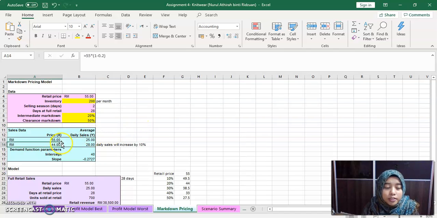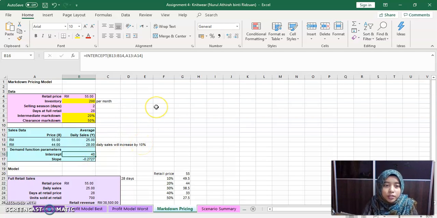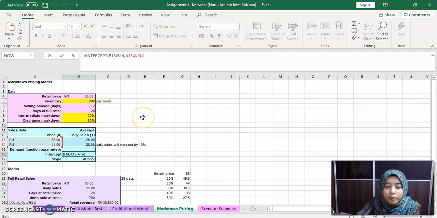Next is 44 ringgit. This comes from the 55 ringgit multiplied by 1 minus 20%. For this 20%, I calculate from the 25 units multiplied by 10%, because I assume that daily sales will increase by 10%, so it becomes 28 units. The intercept is 40. This means regardless of anything that happens to the price, my daily sales would be 40. The 40 comes from the intercept of average daily sales and price.